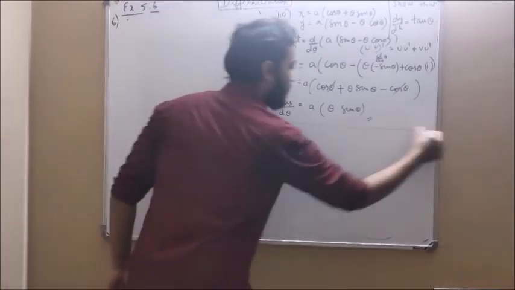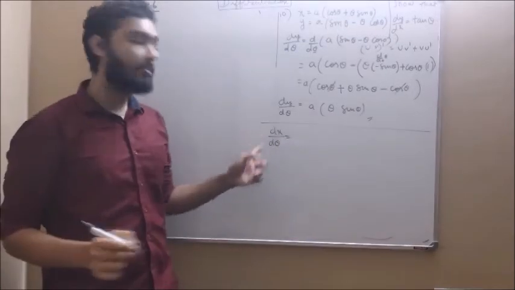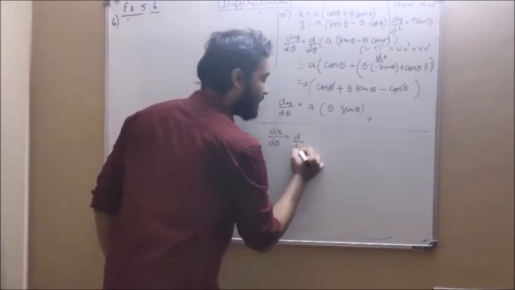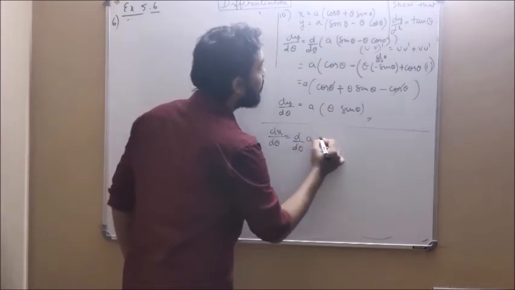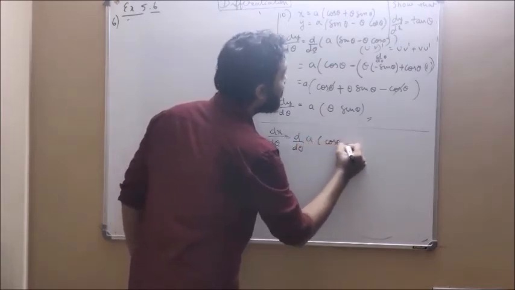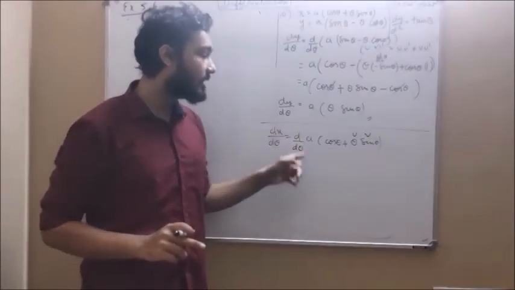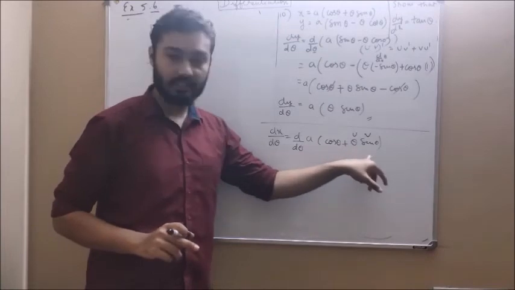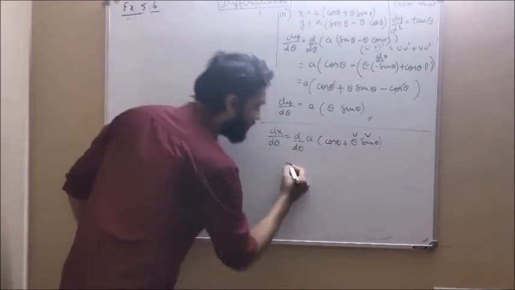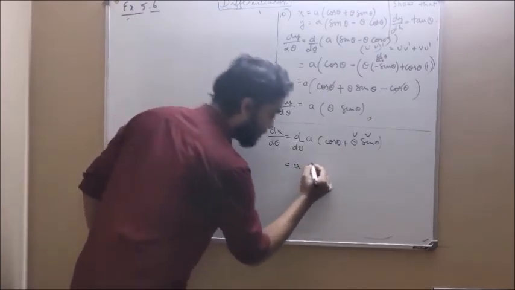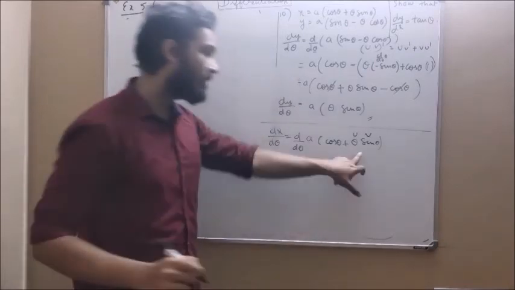Next find dx by d theta. What is dx by d theta? d by d theta of x. What is x? a into cos theta plus theta sin theta. Now dx by d theta is d by d theta of a into cos theta plus theta sin theta. Now a is constant, take it out. Differentiation of cos theta is minus sin theta plus, now here theta sin theta.